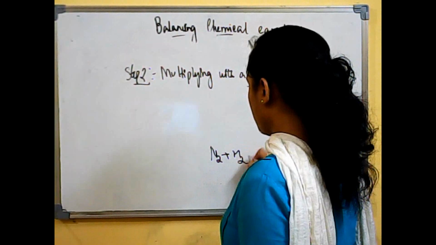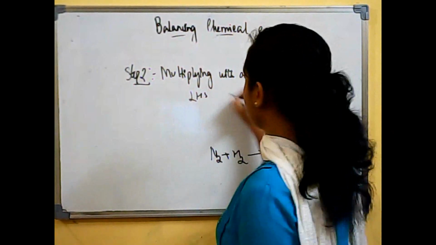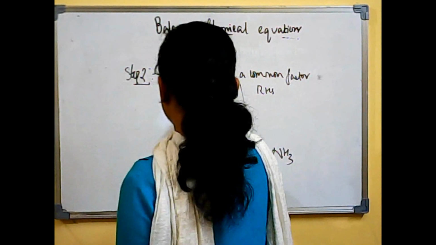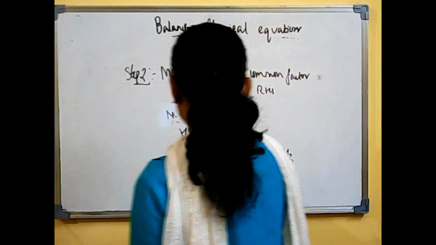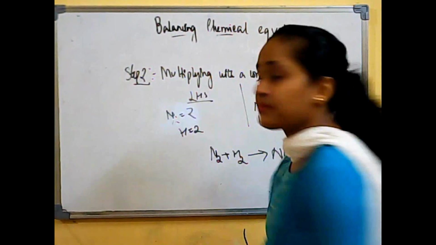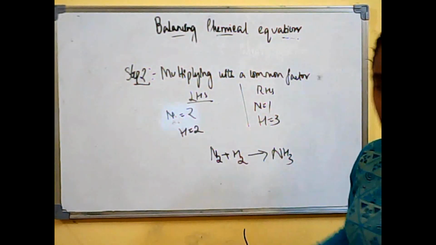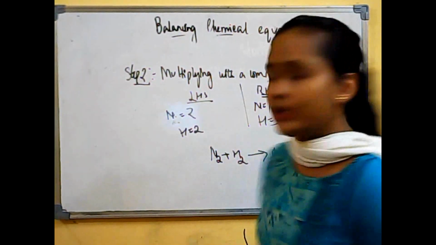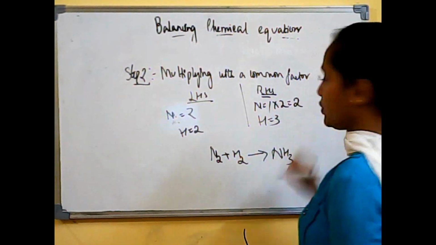N2 plus H2 giving you NH3. On LHS, N is 2, H is 2. On RHS, N is 1, H is 3. Yes, now I will begin with my nitrogen. So on my RHS, I will multiply the nitrogen with 2. So I will get it as 2.